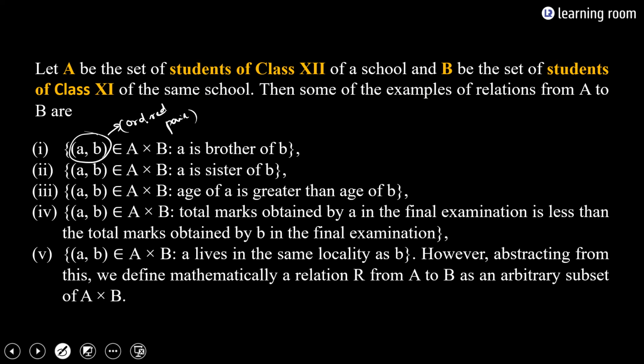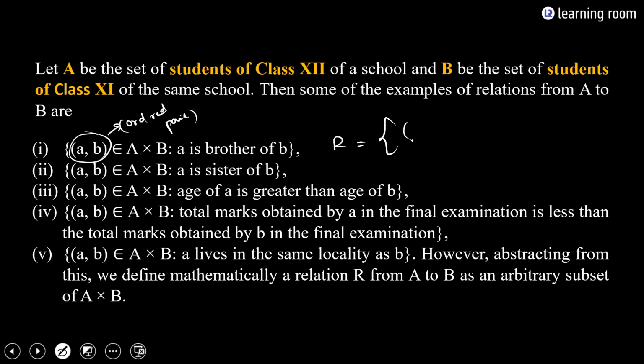Correct? Similarly, what is going to be the second relation? Now understand. The second ordered pair (A, B) is derived from the Cartesian product A cross B such that A is the sister of B. So like this, you can keep writing the relation in the set builder form. So when you look at the nomenclature, the writing structure of set builder form for a relation, how do you do that? R will be equal to, how do we do that?